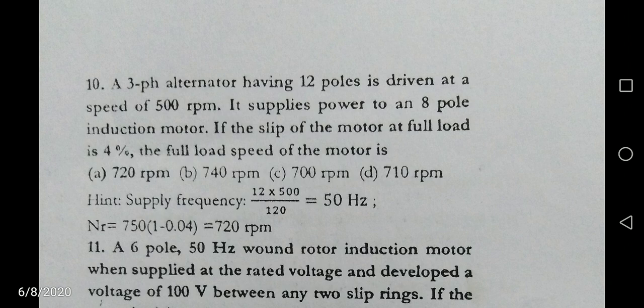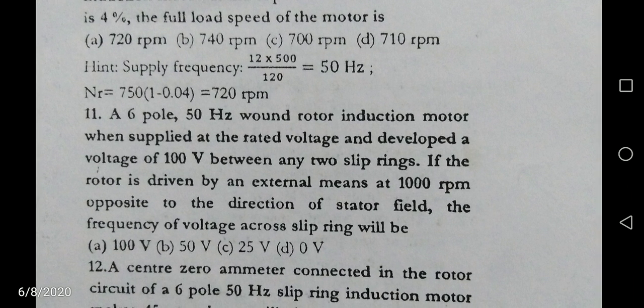Whenever the induction machine is 8-pole, 120 into 50 by 8-pole, then we get 750 rpm. NS is 750 and slip is 0.04. So the answer is NR equal to 720 rpm.